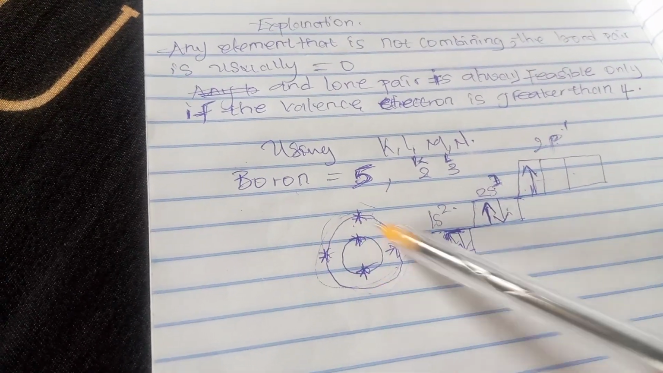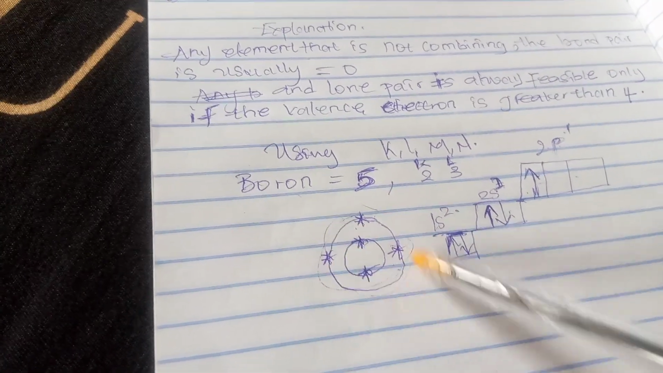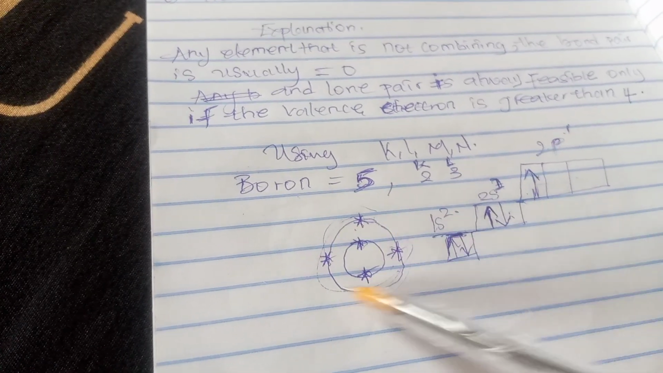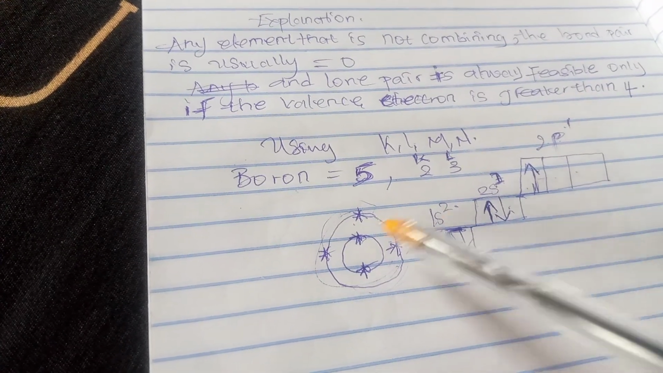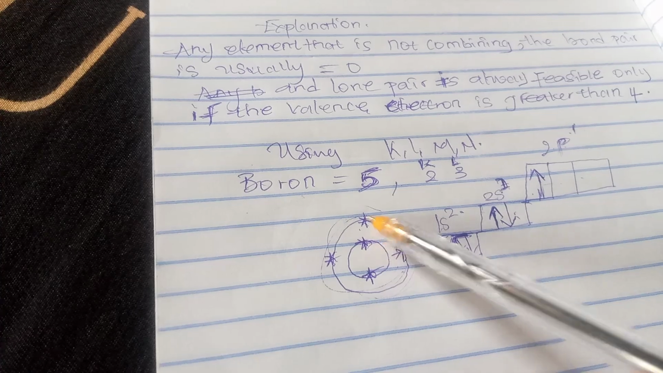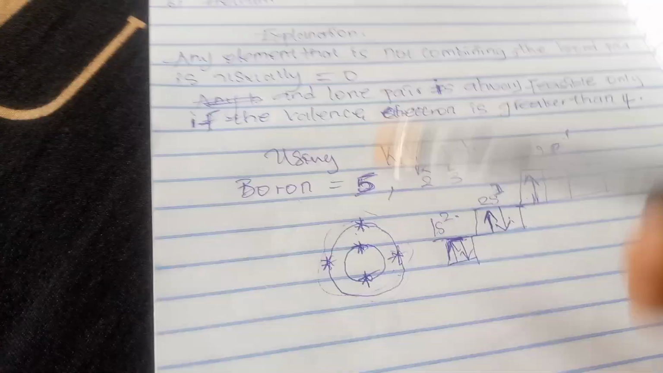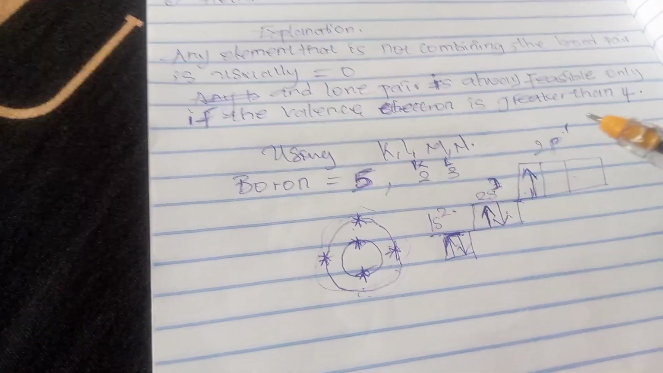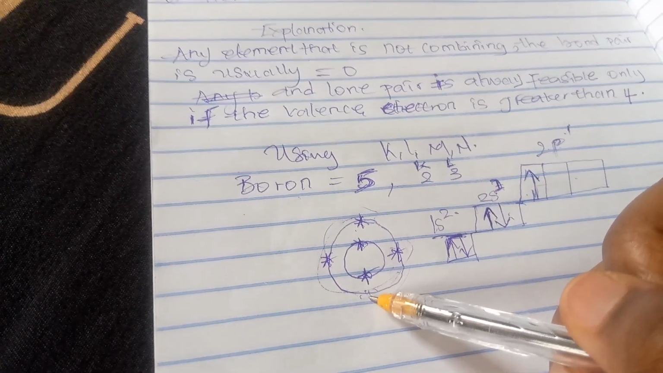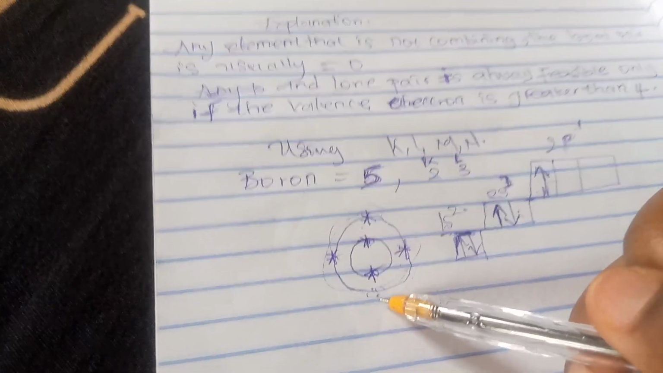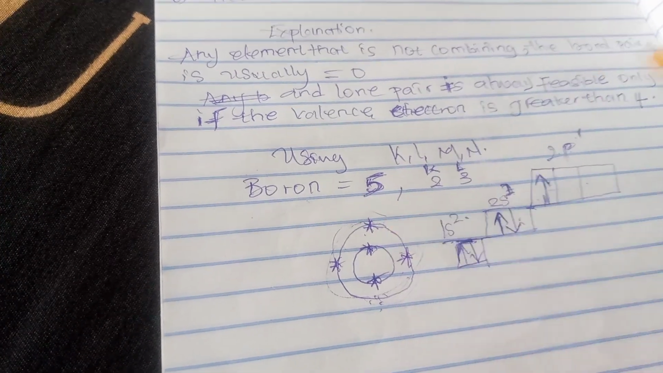For it to have a lone pair is based on the outer shell. Take note, your lone pair is based on your outer valence shell. You can see here that it does not have any lone pair because it is not combined and it is not even complete. It needs 1 electron to be complete. Even if it is complete, it still does not have a lone pair. It has to combine to have a lone pair.